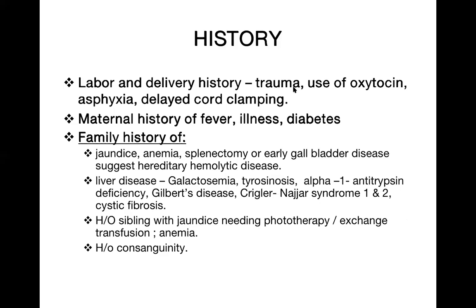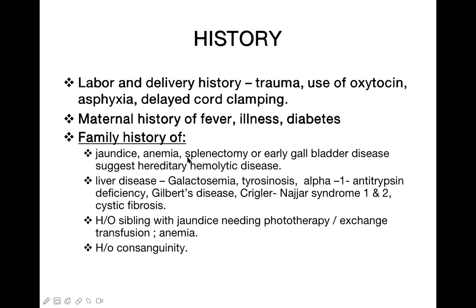It is said that because of displacement of bilirubin from the albumin site, the jaundice can be there. Asphyxia is a very important cause of neonatal jaundice, and delayed cord clamping, as a result of more blood flow towards the baby, may be a cause of polycythemia, which can result in jaundice. So look at the importance of taking labor and delivery history. We always ask about maternal history of fever, illness, and maternal diabetes. Now, this maternal diabetes can be of two types. One is gestational diabetes, which developed during this pregnancy, and another, she may be diabetic from before. Okay, both are important points.